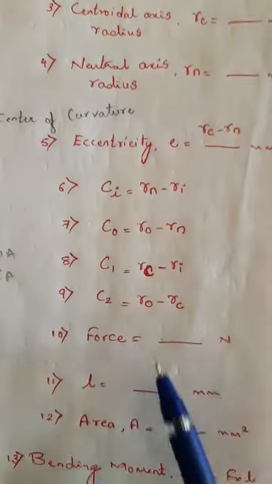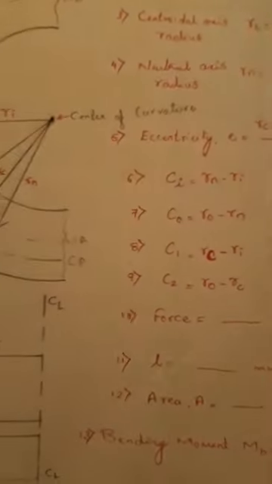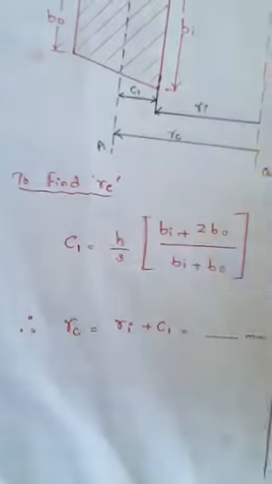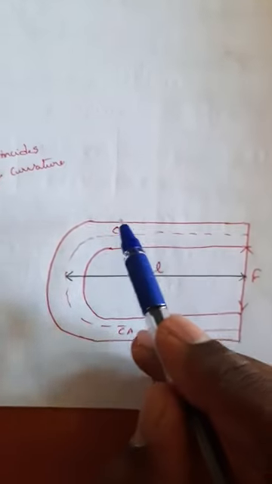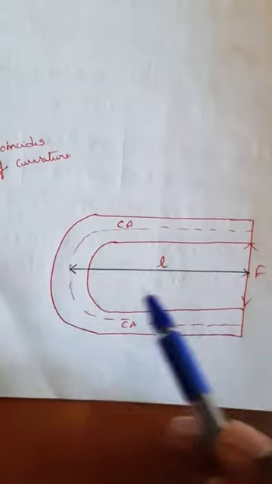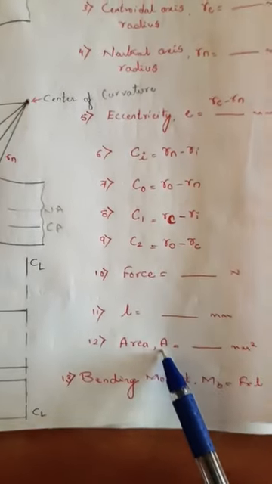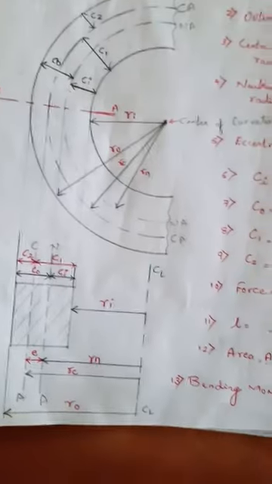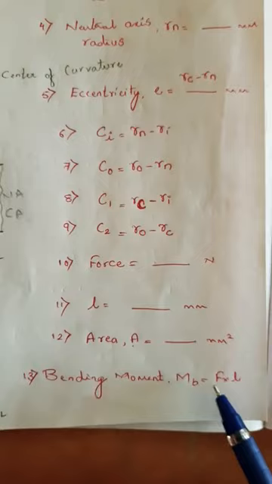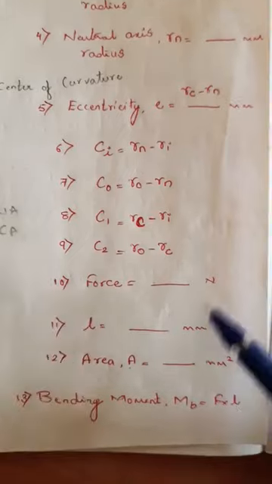So the force will be given. L is the distance between the force and the centroidal axis. For example, here for this figure, suppose this is the force and this is the centroidal axis. The distance from the force to the centroidal axis is the total length L. Then A is the area of cross section. Then the bending moment MB is F into L. Multiplying F into L, we get the bending moment.